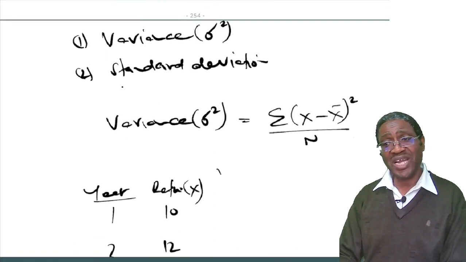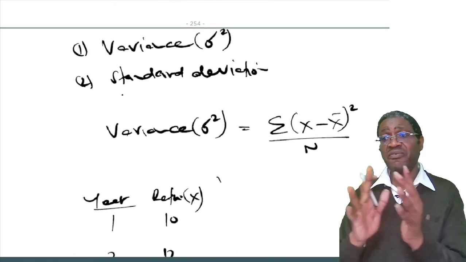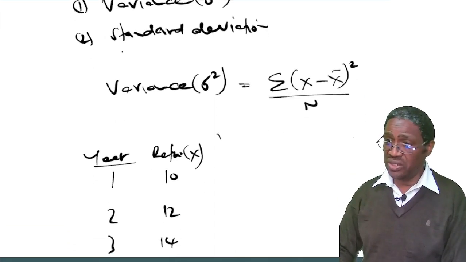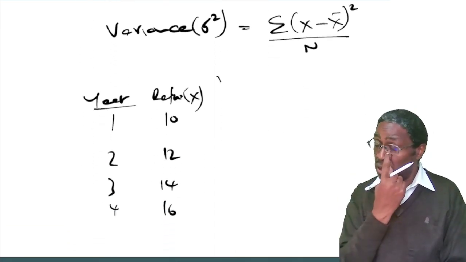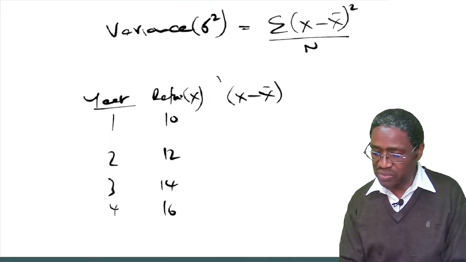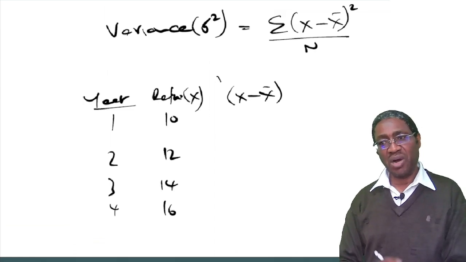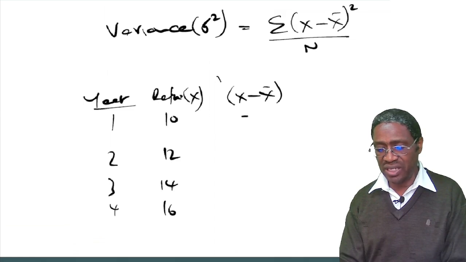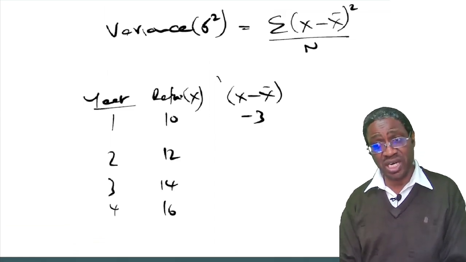Then I want to calculate how it deviates from the mean. How does each of these returns deviate from the mean? So I'll have a column here called X minus X bar. Our X bar, we have said, is 13. So I take 10 minus 13. I hope you can see that is negative 3.